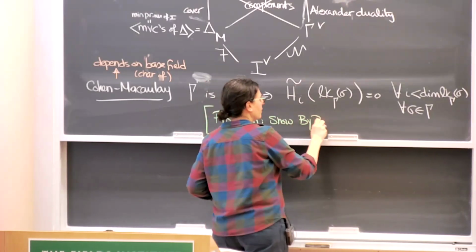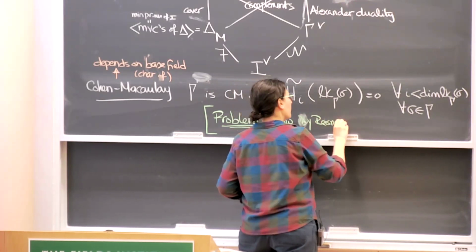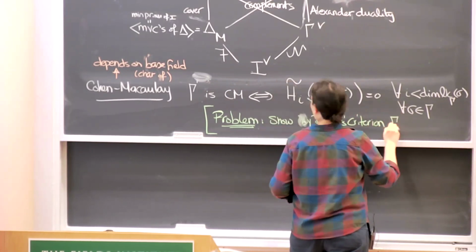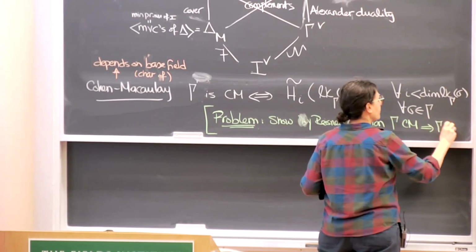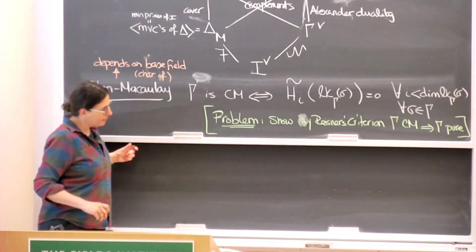Show by Reisner's criterion, gamma Cohen-Macaulay implies gamma pure. Okay.